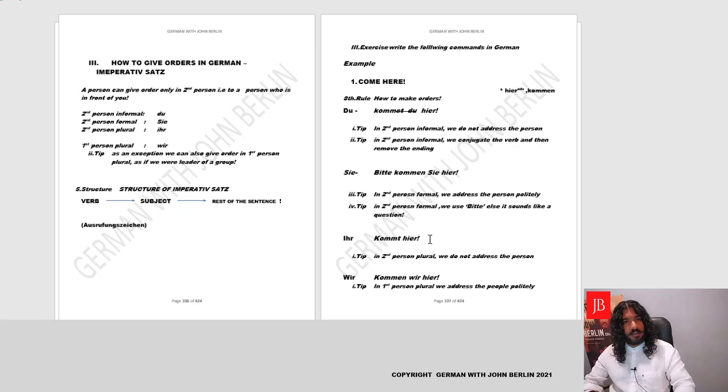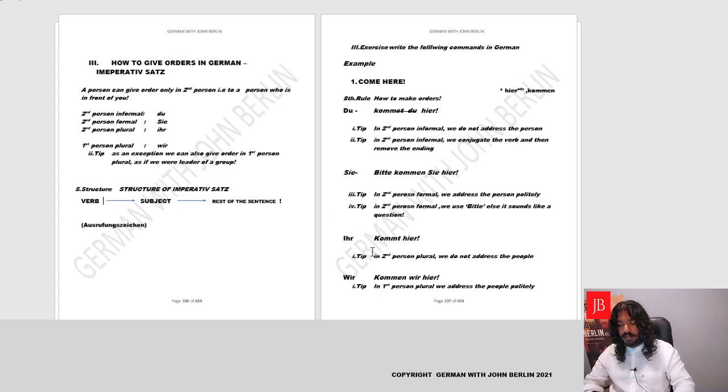Let's assume you are teaching some people, the teacher of a class supposedly. So how will you give them the order? Again, the rule is we will not address the people. Yes, we will not address the people. We will not say you all. We begin with the command. The verb would be kommen.